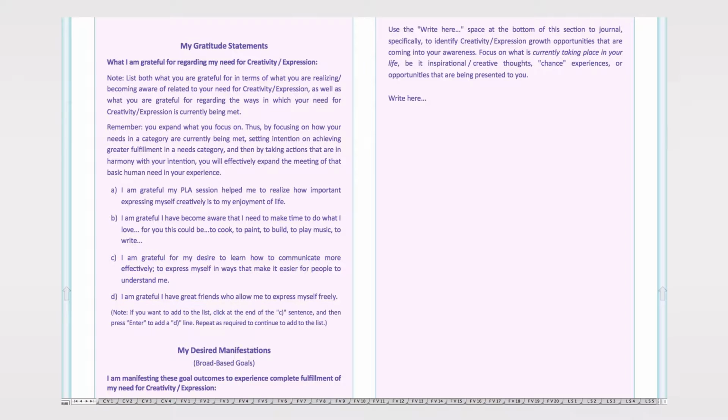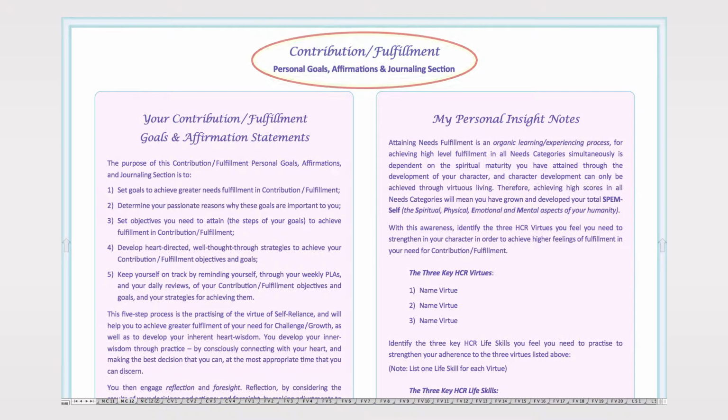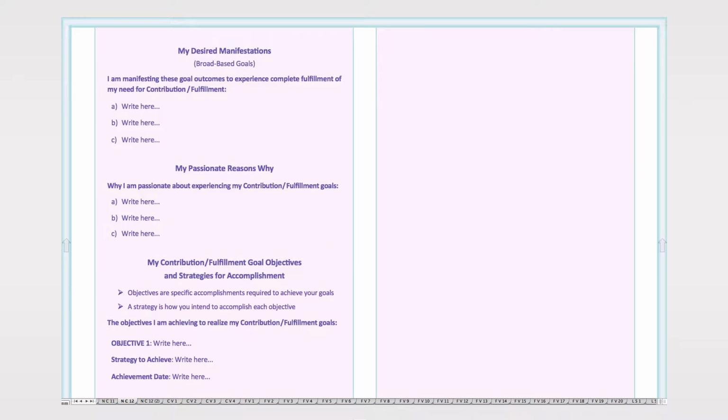Since creativity expression has never been one of my low scores, I'm going to the Contribution Fulfillment Gaj page, which has been one of my past low scores, to share my personal experience with how this section helped me. These were goals I had before I had completed my book and launched my HCR business. In the goals section, I listed just one goal, but it was a big one. One single focus goal for this needs category because I knew what attaining this goal would mean to me.